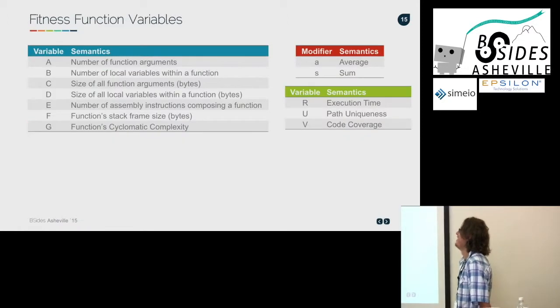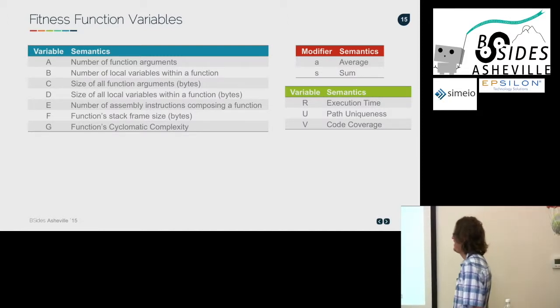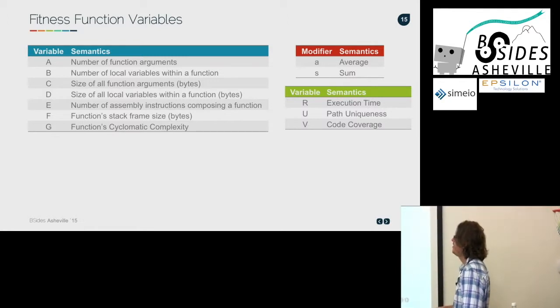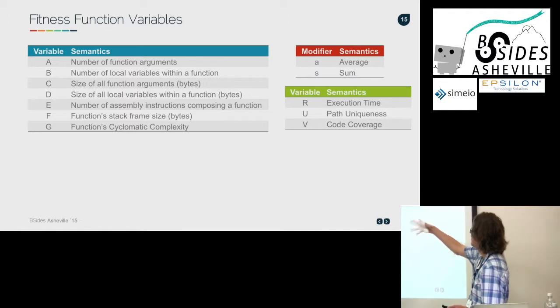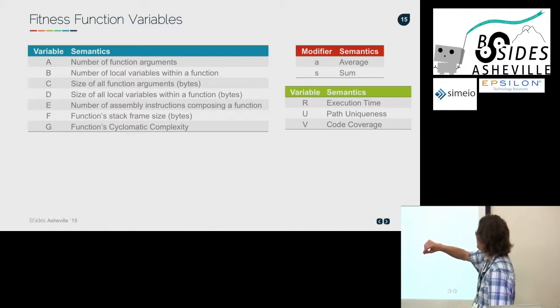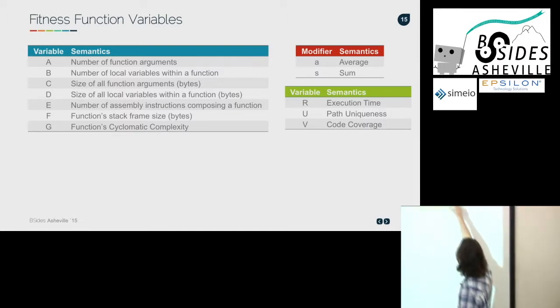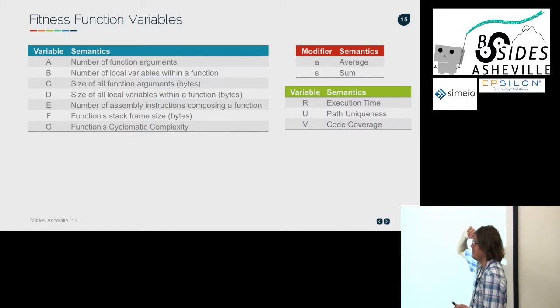Cool. So, examples of fitness function variables. These are just some that I threw out there that you could use. We talked about the number of locals and arguments, and the size of locals. You can also use the function stack frame size and cyclomatic complexity. You can take these modifiers up here and put them against those variables. So A would be the average of the number of function arguments for all the functions that were executed, right?